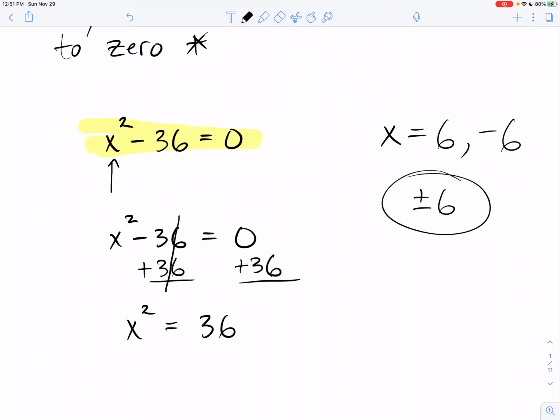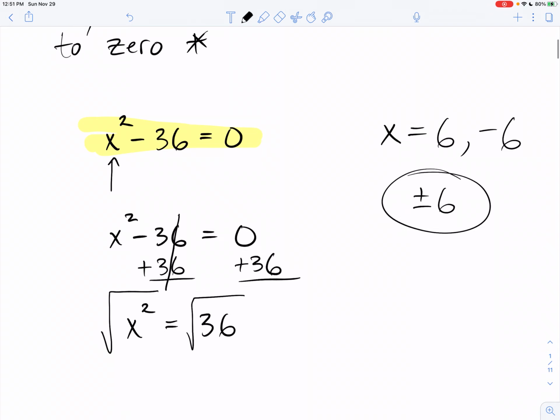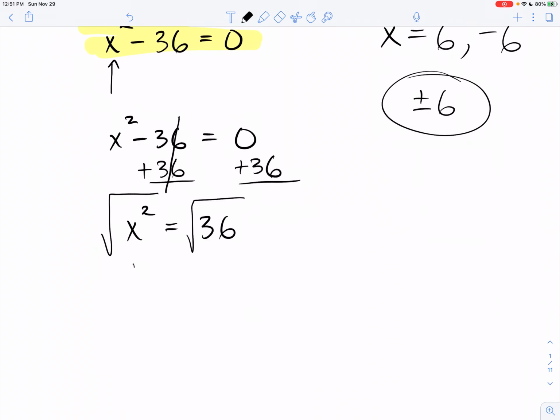So this is why we call this the square root method. I'm going to take the square root of both sides. Remember, in any equation, if you do the same exact thing to both sides, you're not really changing it. So if I take the square root of x squared, what does the square root say? It says what times itself gives you that? Well, the answer is x. That's what I'm looking for. x equals what? Well, what's the square root of 36? It's 6. But whenever we use this trick, we put a plus or minus in front.